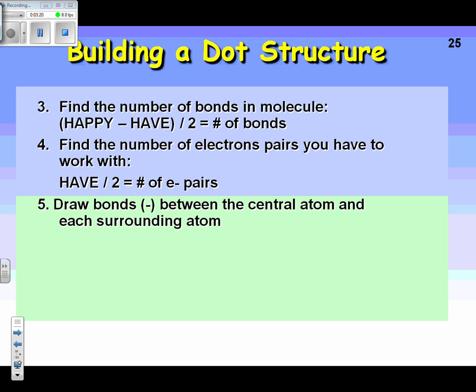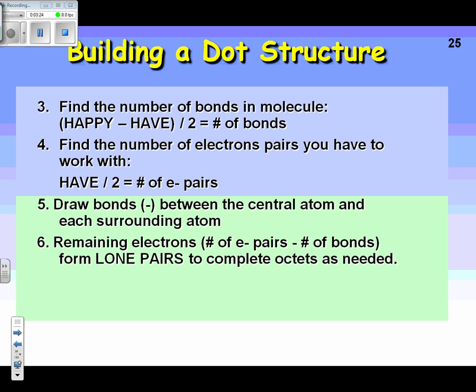You draw your bonds between the central atom and each surrounding atom, and then the remaining electrons, the ones that aren't bonds, so it's going to be the number of electron pairs minus the number of bonds, tell you how many unshared pairs or lone pairs are needed to complete the octets. And you're always going to start with the outside atoms first, and if there are any remaining lone pairs, then they will go on the center atom.